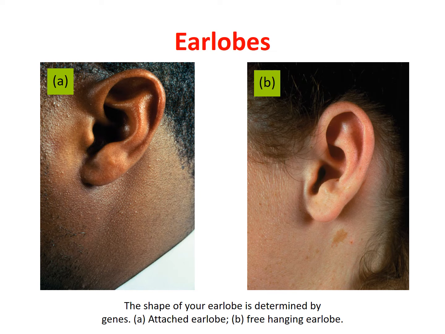Maybe have a look at your family, your siblings, your parents, your grandparents, and ask them whether their lobes are attached or unattached. You might be able to see a pattern forming as to which trait is dominant. Is it usual to pass on the free hanging earlobe?